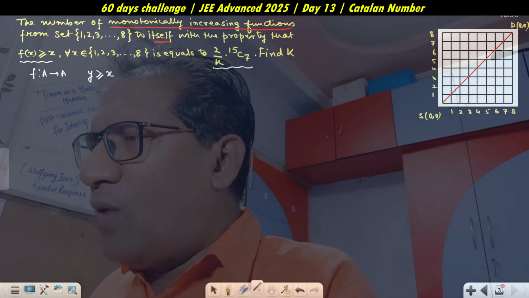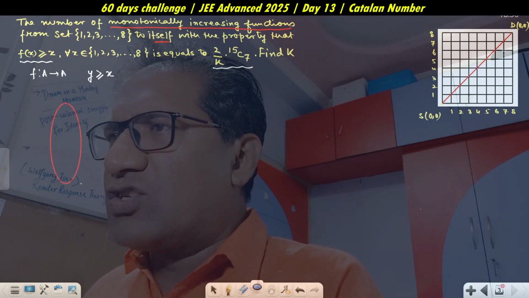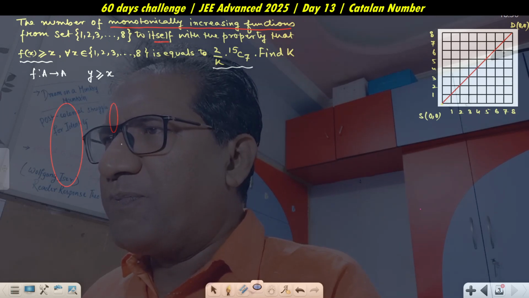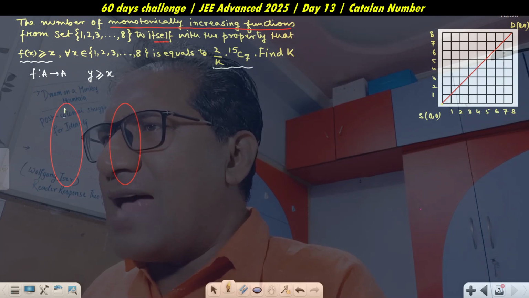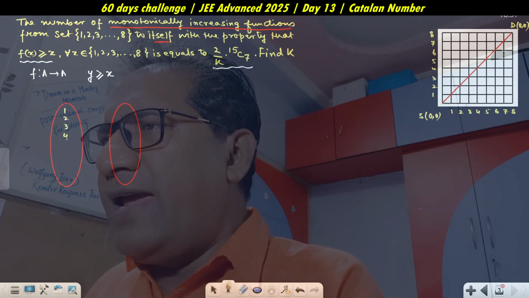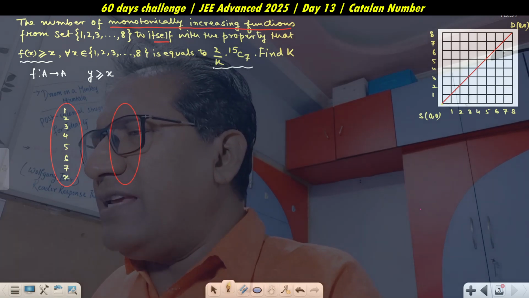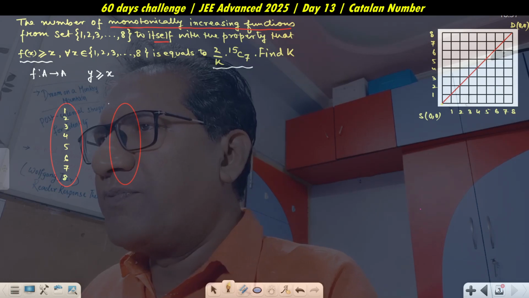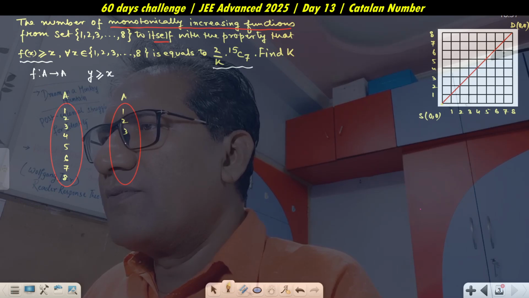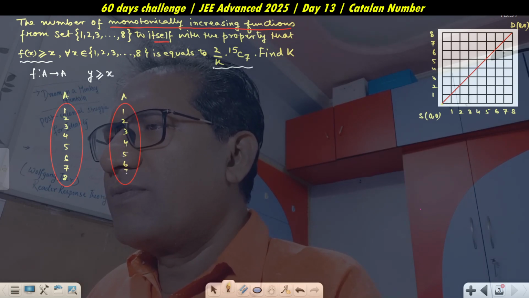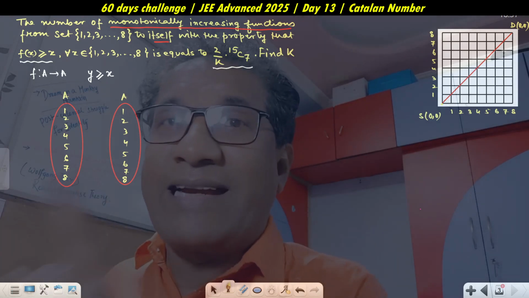Let me do one more thing. You will understand the thing better. Let me just draw two sets first. What are the given conditions? That it has to be monotonically increasing, as well as your f(x) is greater than equals to x. So this is A, this is again A. Now I will show you that they are actually talking about the Catalan number.